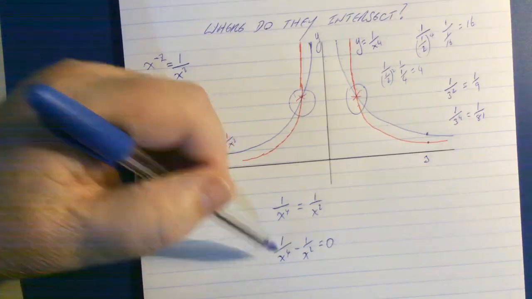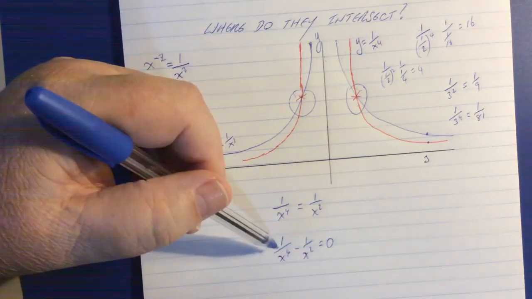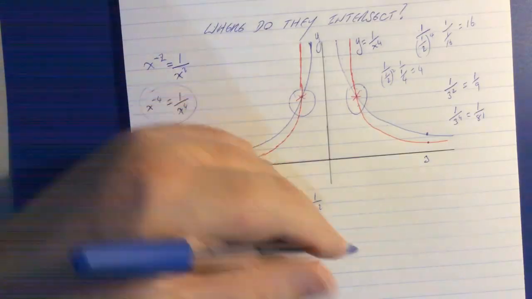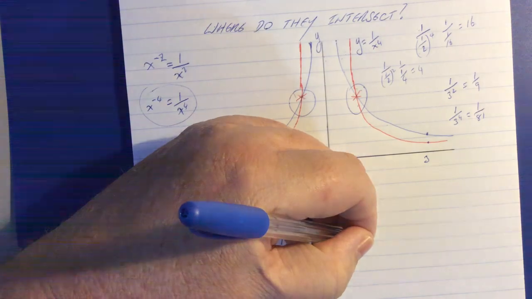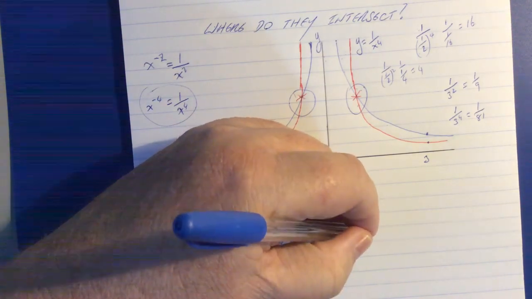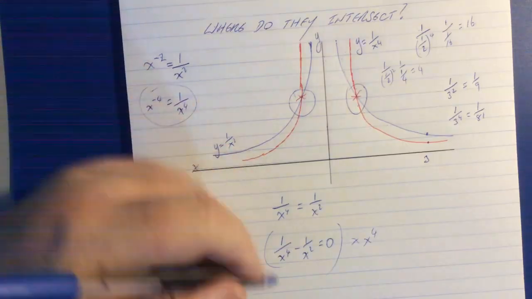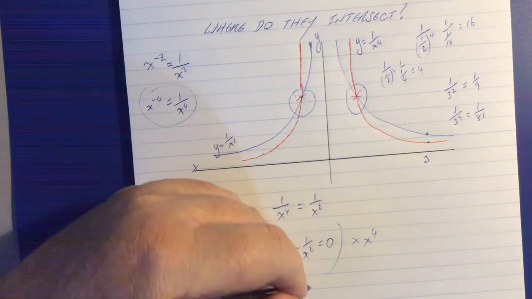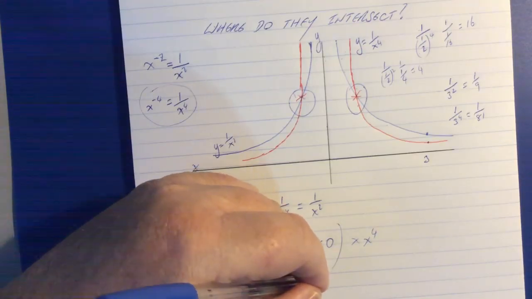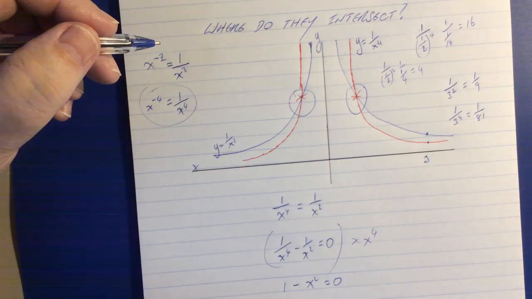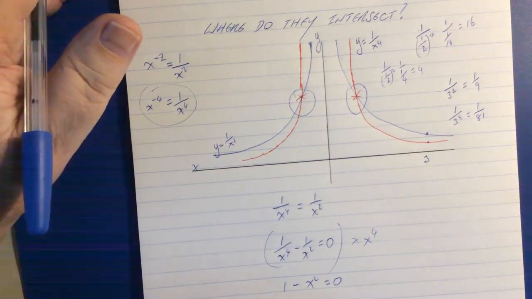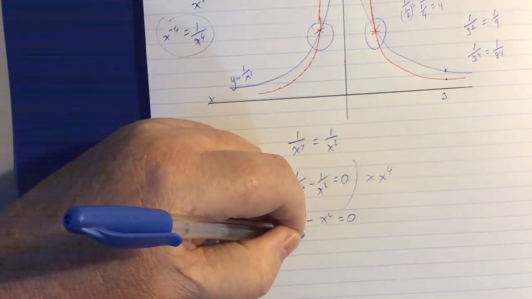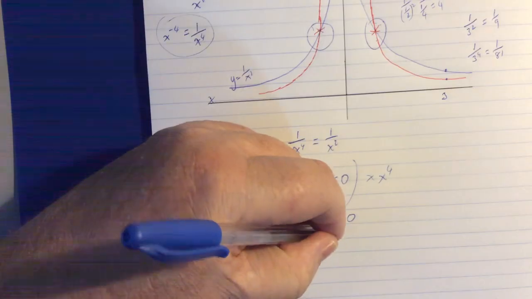So we have this. Now, what I would do here is I would multiply everything through by x to the power of 4. So times x to the power of 4. And what we get is 1 minus x squared equals 0. Now we can do something with that. So a little bit of rearranging. I'll go through this in detail.